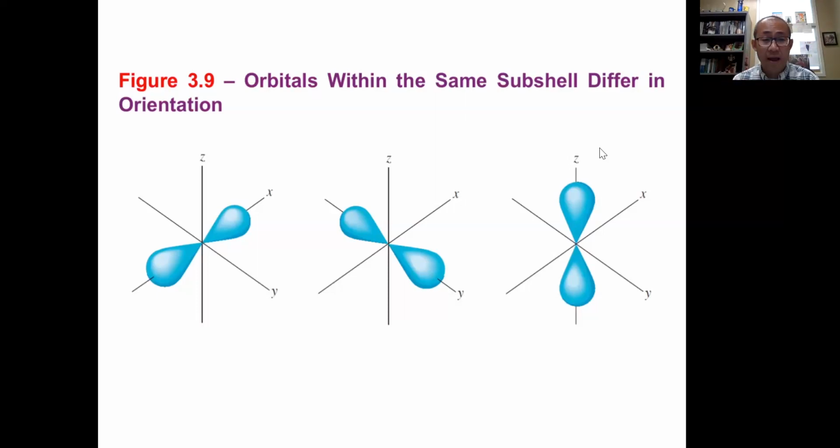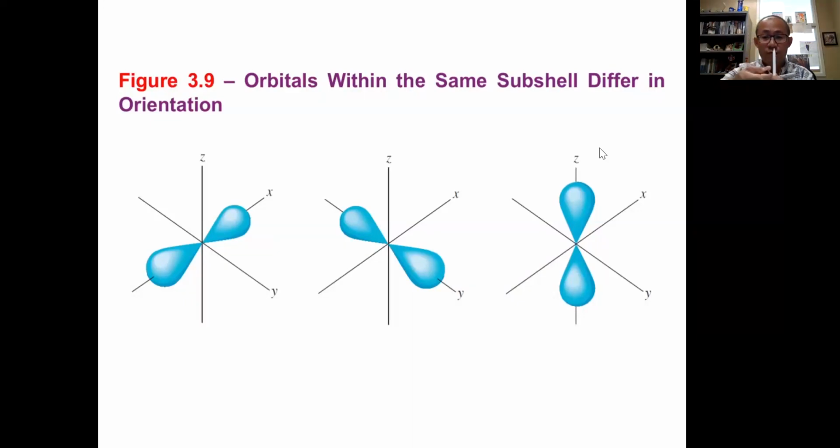You can see they all look the same. P subshells are like 2 balloons, but they are pointing in different directions. One is along the x-axis, another one is along the y-axis, another one is along the z-axis. So basically, 3 of those p are like this.